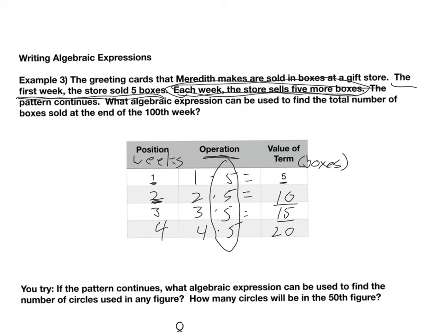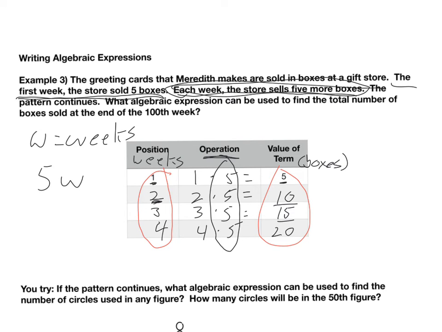So let's write an algebraic expression. W is going to equal weeks. Here's our variable. Well, pay attention, because this is the important part. As long as we multiply the number of weeks by 5, we get the value of the term. So our algebraic expression is 5 times the number of weeks, or 5W. Because it works. We could plug in any number. Let's plug in 2 for weeks. 5 times 2 equals 10 boxes. It lines up.